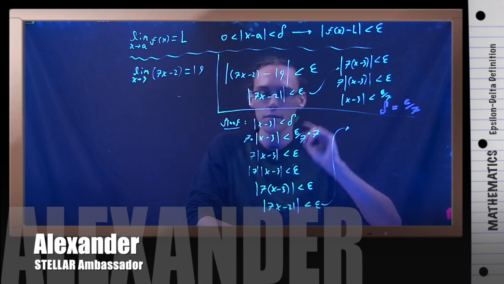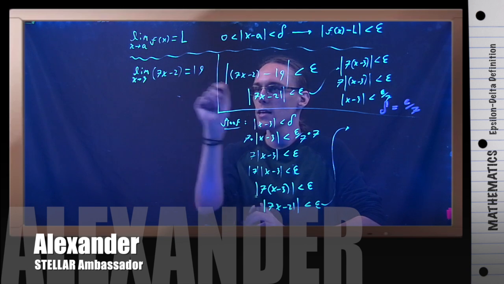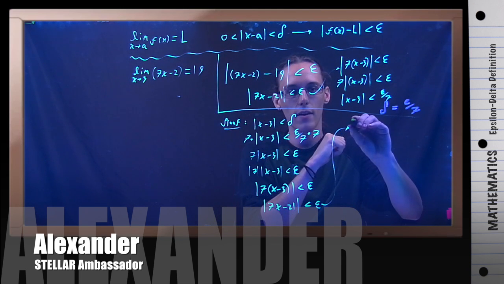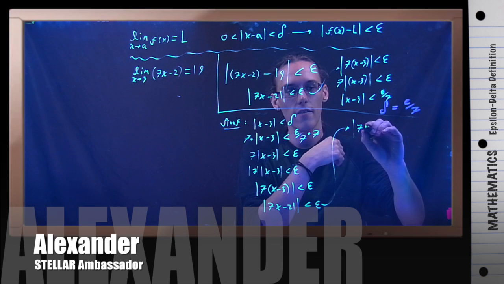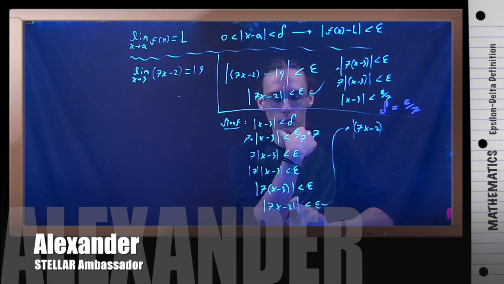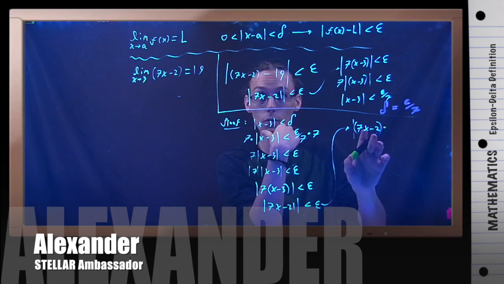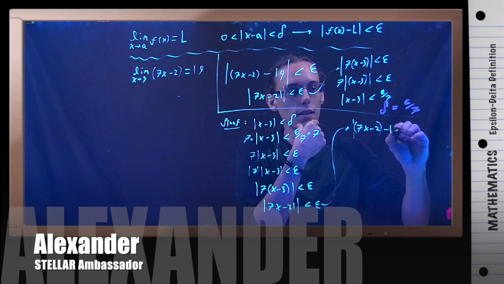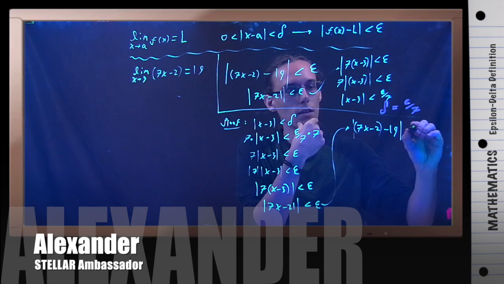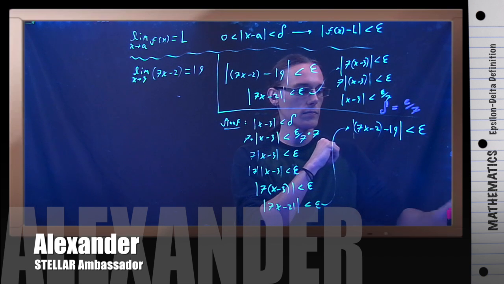And now check this out. 7x minus 21, well, let's say I just want 7x minus 2. So I have absolute value of 7x minus 2. Well, what I have here is minus 21. I can write that as this minus 2 and then minus 19. Less than epsilon. Look at what's going on here.